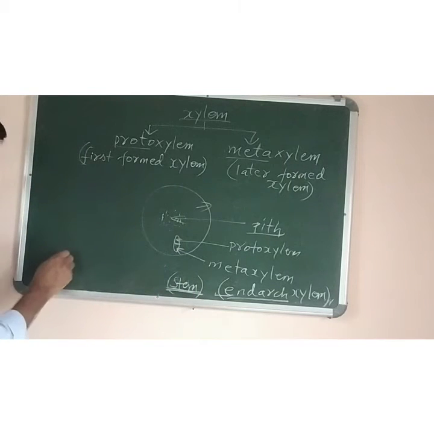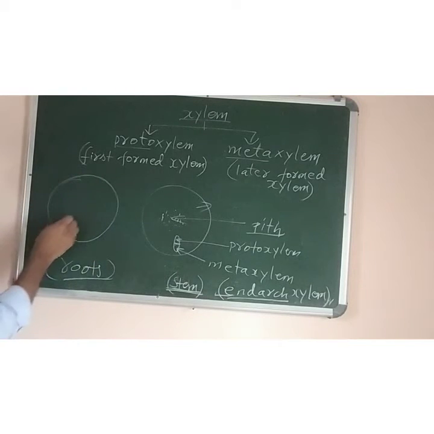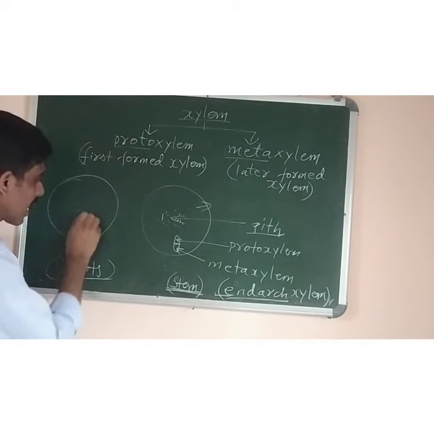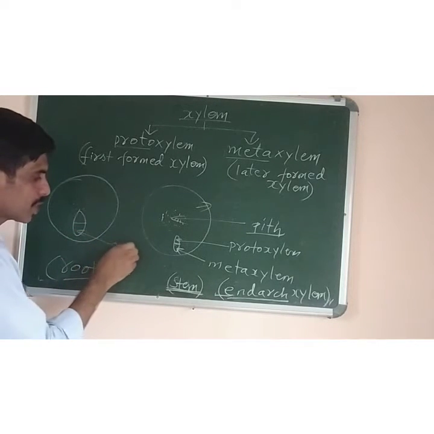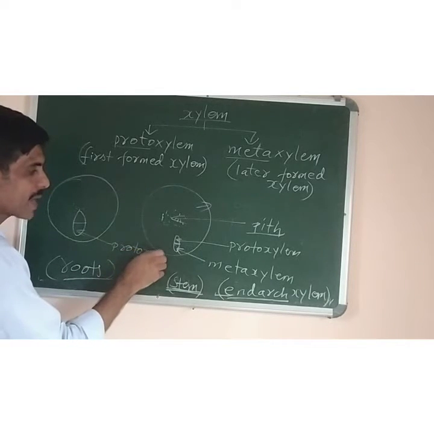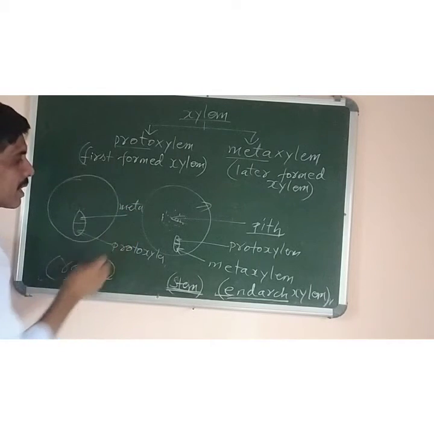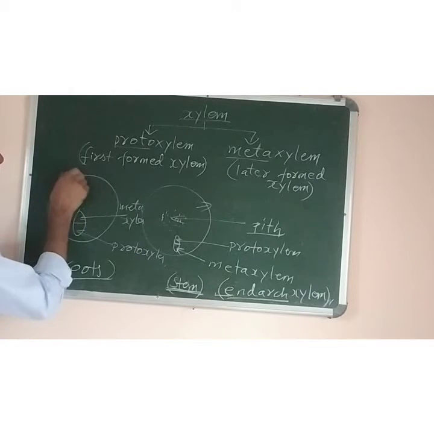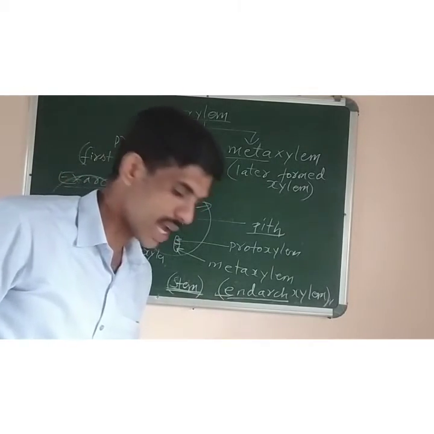Now if you consider it in case of roots, it's just opposite. In roots, if we see the TS and study the xylem, which xylem will be outside? The protoxylem will be towards the periphery, whereas the metaxylem will be facing towards the center. So metaxylem is towards the center, and this type of condition of xylem is called exarch xylem. E-X-A-R-C-H. Exarch, endarch. Got it?